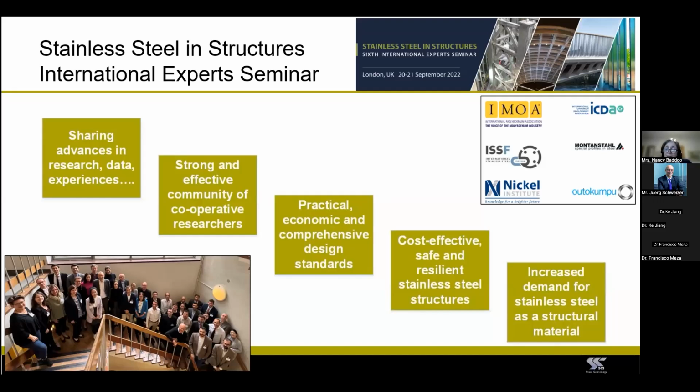And we believe the cooperation has led to more practical, economic, and comprehensive design standards, which ultimately lead to more cost-effective structures and a greater use of the appropriate application of stainless steel in construction. So the 6th event, that was held in 2022. Rather a small number there. Quite a few joined us online because it was towards the end of COVID. The proceedings are published in the JCSR or other peer-reviewed journal.